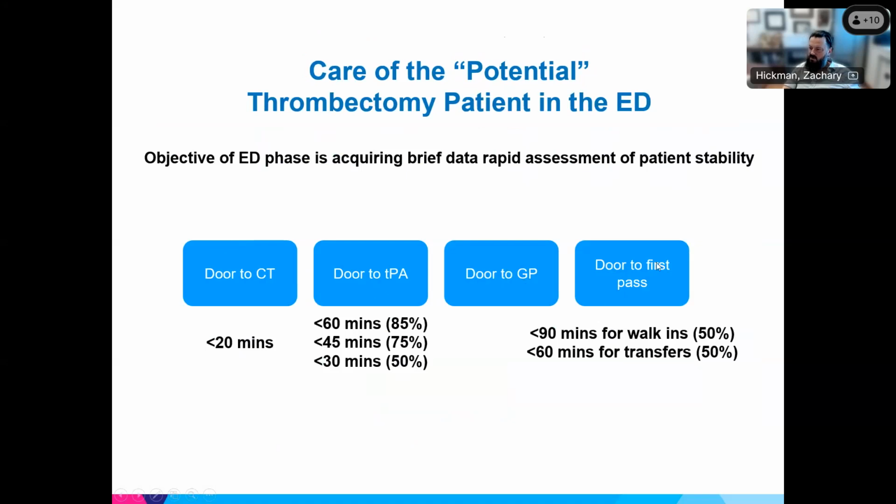Thrombectomy started, get the groin puncture going, and then the first pass, they really want to try and have less than 90 minutes for walk-ins and less than 60 minutes for transfers. The reason why it's shorter for transfers is that for transfers, we should have a pre-notification and know they're coming, and be aware the patient should be able to have a bunch of stuff kind of ready.